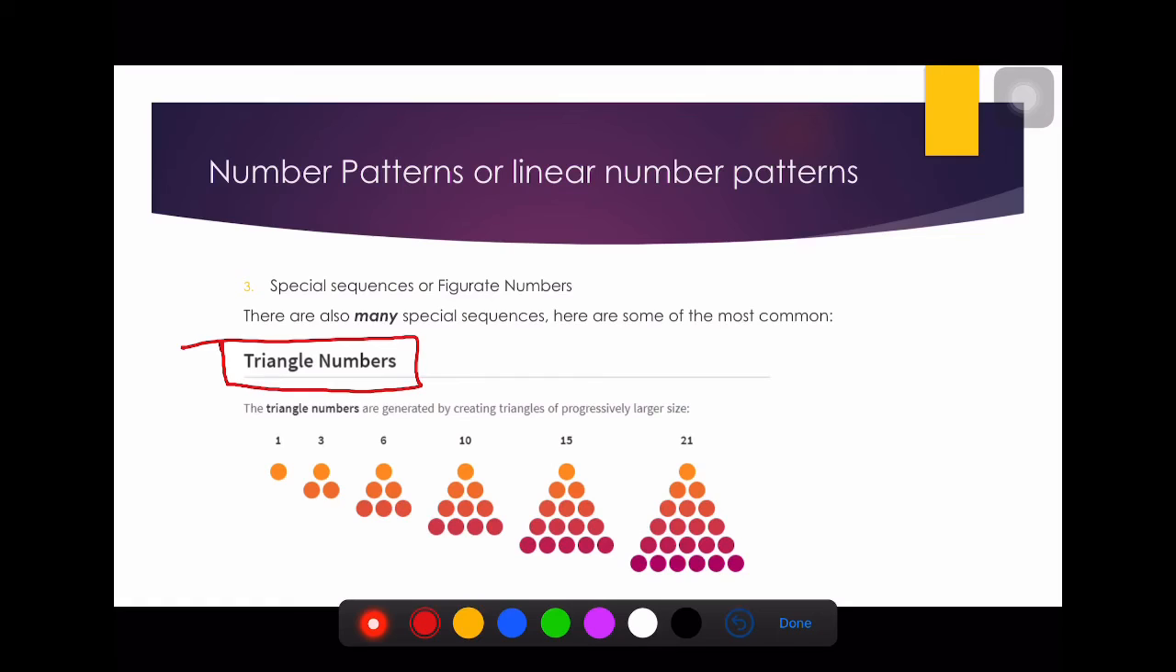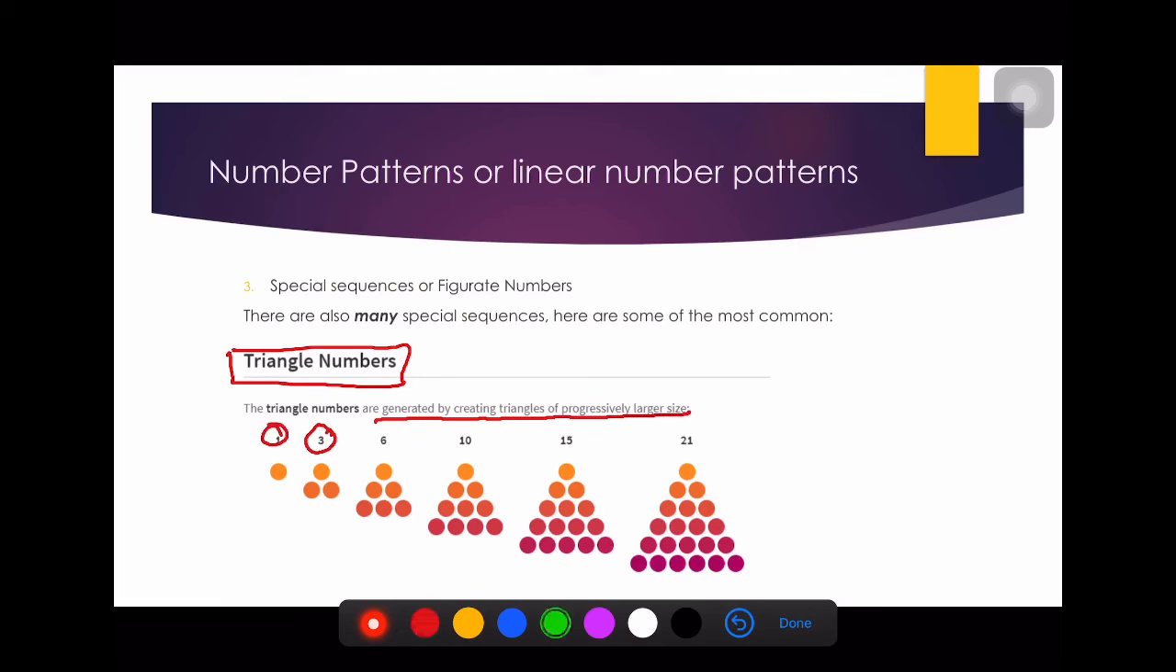So the first one is triangle numbers. Triangle numbers are generated by creating triangles of progressively larger size. So this is 1, and then you add 2 at the bottom. Then you add more at the bottom. So you put 1 and then the next 2. You don't put it this way, because then this is not going to form a triangle, so it must form a triangle. That means you have to put it in a certain way.